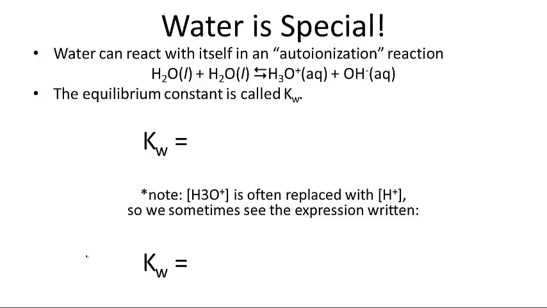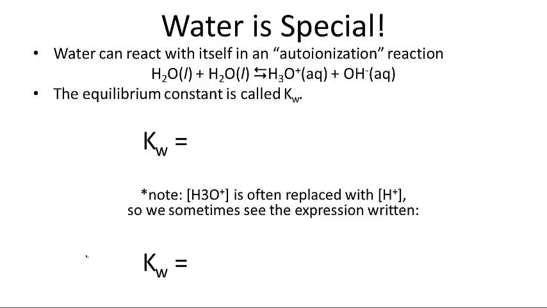So this is the reaction, H2O plus H2O. Or if you prefer, you could just write 2H2O. They do this exchange where one of them takes H plus away from the other one. And so they make H3O plus and OH minus. This equilibrium is constantly going on in every sample of water ever. Okay? And we call the equilibrium constant for this Kw.